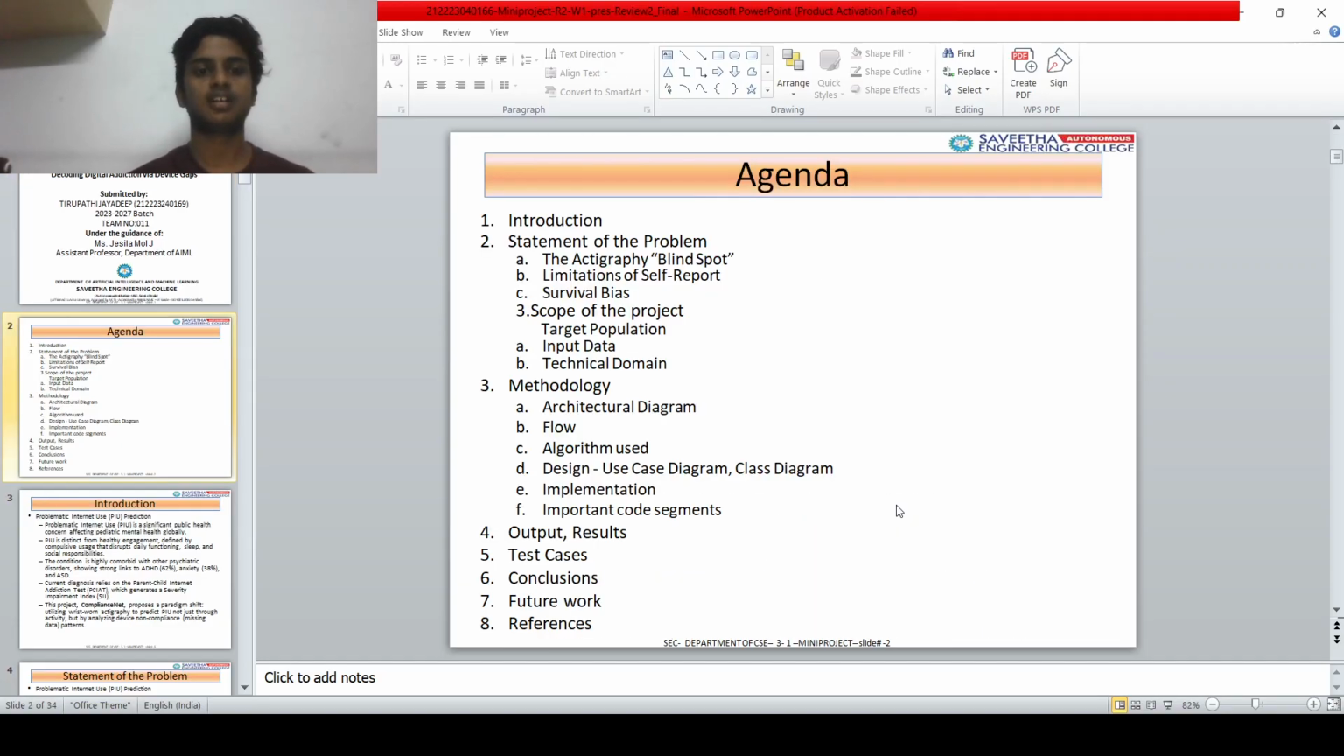This slide shows the agenda of my presentation. I will start with an introduction to the problem and explain the motivation behind the project. Then I will discuss the statement of the problem and the scope of the project. After that, I will explain the methodology, architecture and UML diagrams. Finally, I will present the results, conclusion, future work and the references.